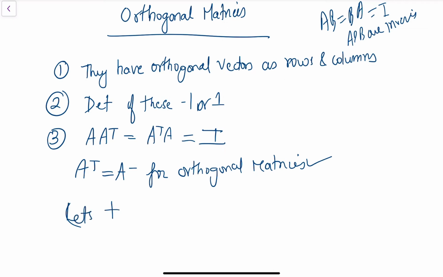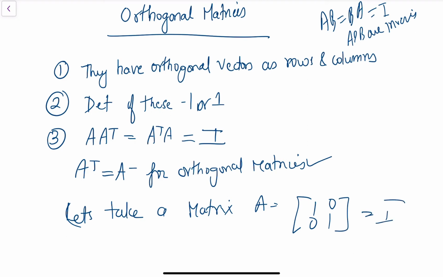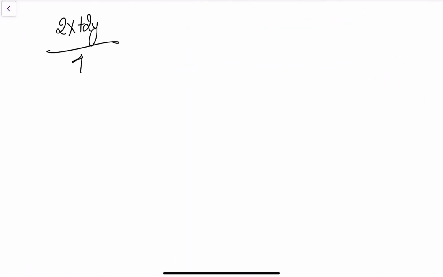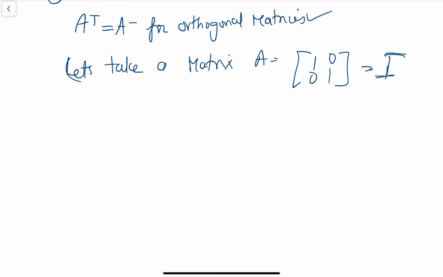So let's take a matrix A, which is equal to [1, 0; 0, 1], a simple identity matrix which also represents the standard ordered basis for R2. Let's see whether A is orthogonal. I'll claim that A is orthogonal. This is my claim.